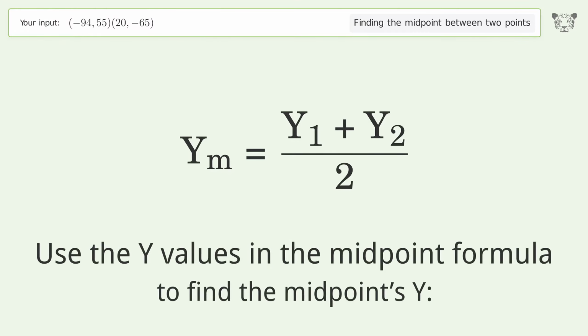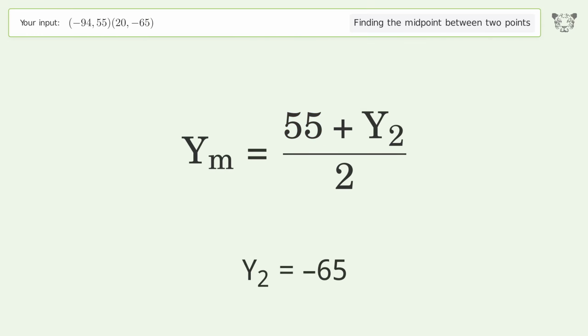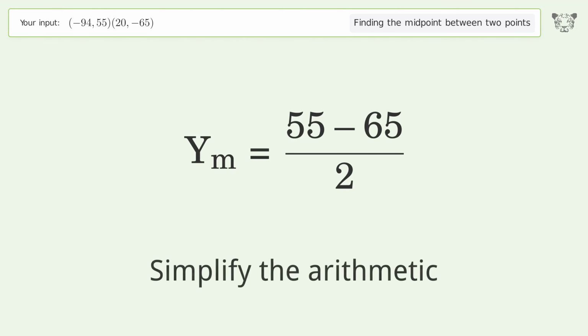Use the y values in the midpoint formula to find the midpoint's y. y1 equals 55. y2 equals -65. Simplify the arithmetic.